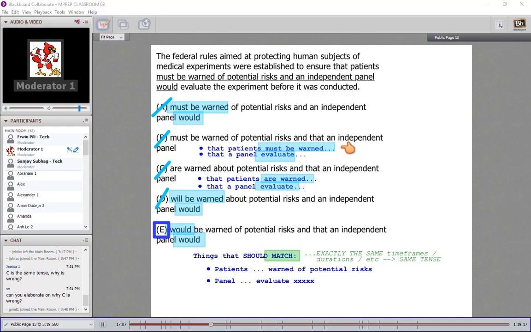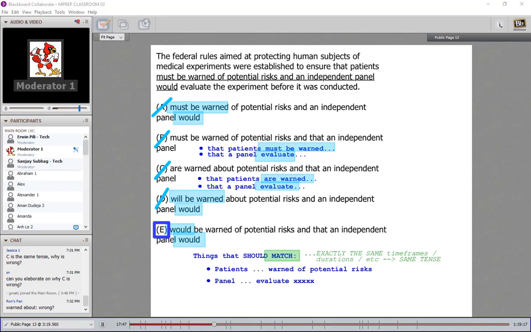This one is just a regular present tense. Give me a smiley face if that makes sense. Okay, this is the regular present tense. Now, this is definitely not the regular present tense. A panel evaluates. If this were the present tense, it would be a panel evaluates, and this would be a mismatched subject and verb. So these are not the same.